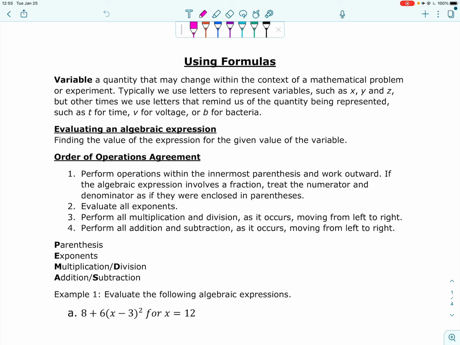Typically, we use letters to represent variables such as x, y, and z. However, you can also use letters that remind you of the quantity being represented. So, for example, we might use T for time, V for voltage, B for bacteria. Those are examples where we use a letter that reminds us of what we're representing.